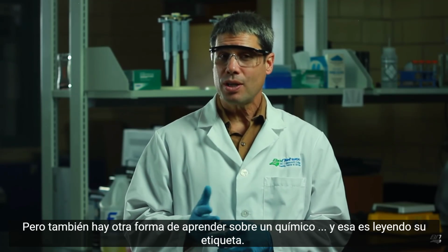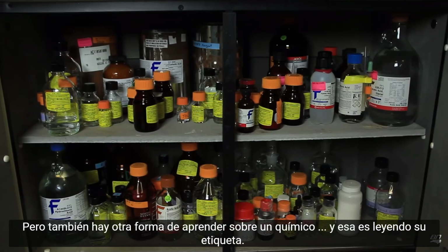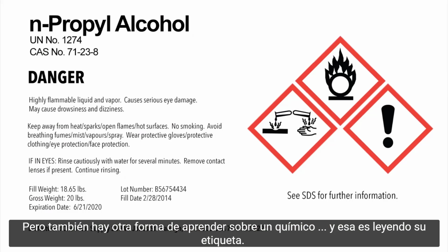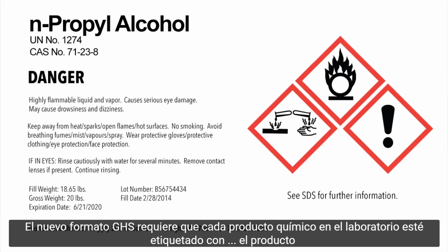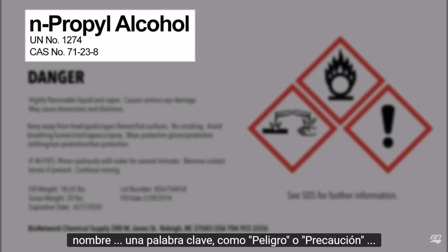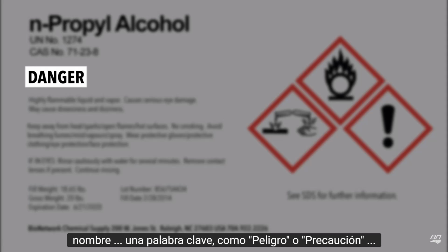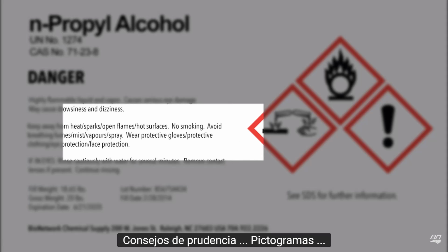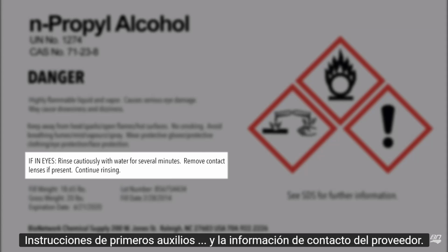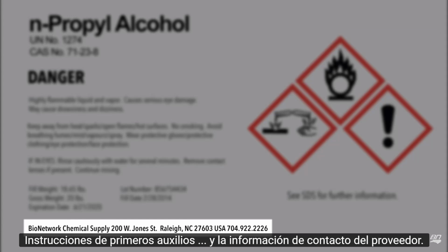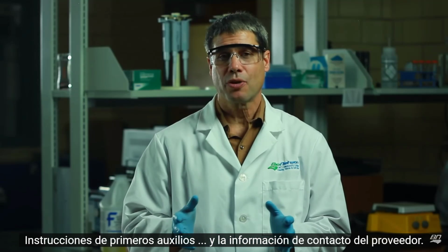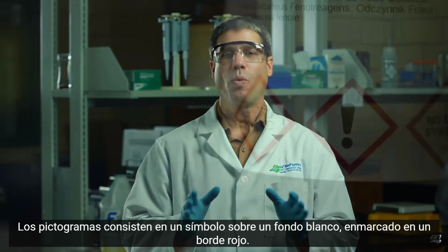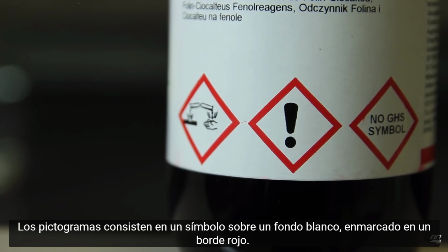But there's also another way to learn about a chemical, and that's by reading its label. The new GHS format requires each chemical in the lab to be labeled with the product name, a signal word such as danger or caution, physical, health and environmental hazard statements, precautionary statements, pictograms, first aid instructions, and the supplier's contact information. Pictograms consist of a symbol on a white background, framed in a red border.